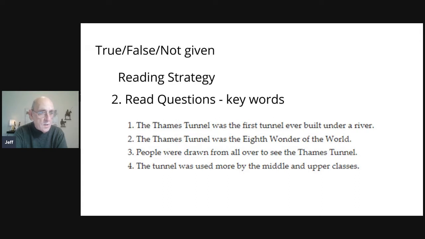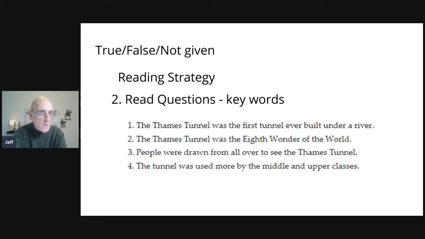We want to be looking for possible words that could be synonyms. Synonyms play an important role in the reading strategy, and also be aware of paraphrasing. So let me just explain a little bit more about this. You might see a word in the question, but in the reading passage, it will be a different word. It will be a synonym.